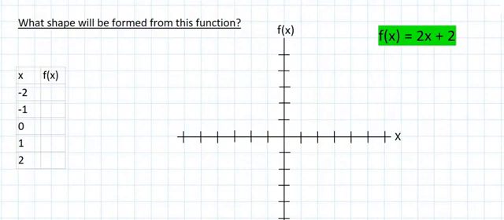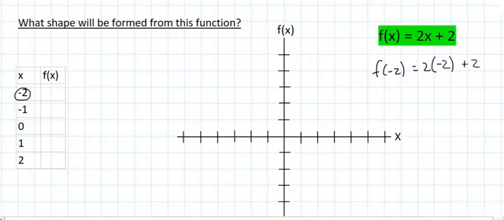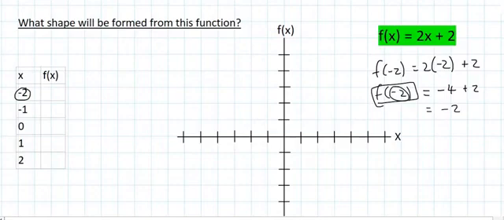And so here on the left, I've made a little table where we are going to input certain values. The first one says we're going to use minus 2. So we're going to plug minus 2 into this equation. Wherever we see an x, you use a bracket. The whole part on the left means: what is the answer when you plug minus 2 into the function? On the right hand side, we're going to get minus 4 plus 2, and minus 4 plus 2 is minus 2. So the answer to this equation is also going to be minus 2 over there.